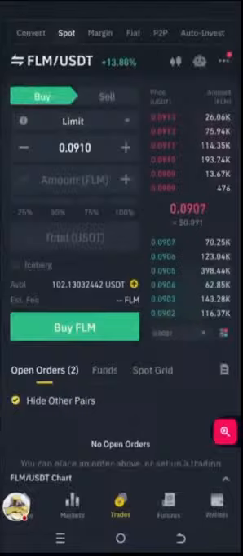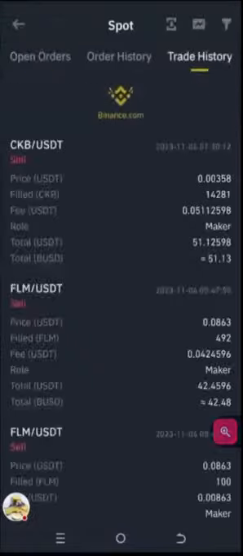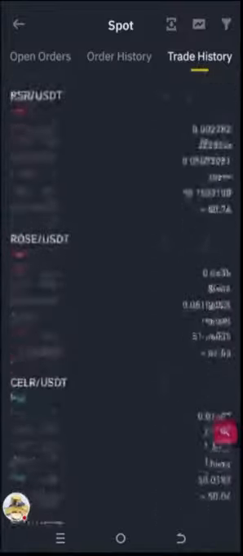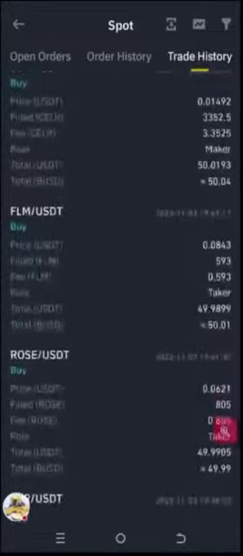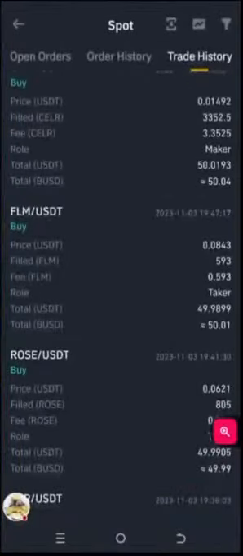I love to see the timing so that we can have an idea, because I got people asking me the question, how long does it take to execute? Well, you check the time that we bought it. We bought FLM at 1947, which was about 7:47 p.m., almost 8 o'clock.